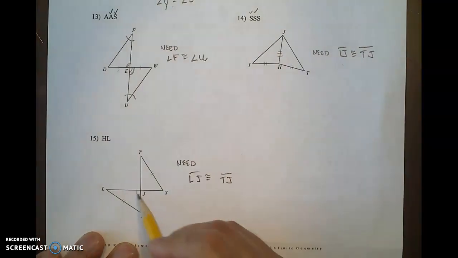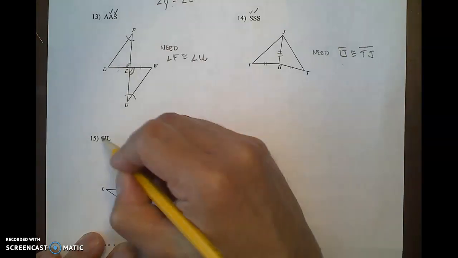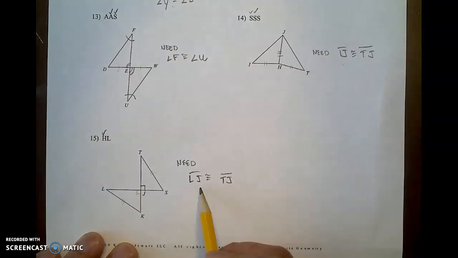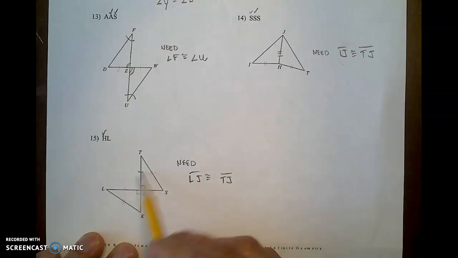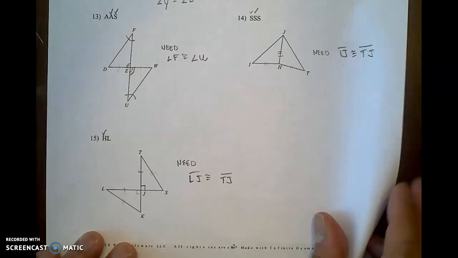15, vertical angles. We can mark those up. Right angles. Sides opposite those right angles are congruent, so that's our hypotenuse. So we just need a leg. So I'm going to pick LJ. It needs to be congruent to TJ. And that's going to get us HL.